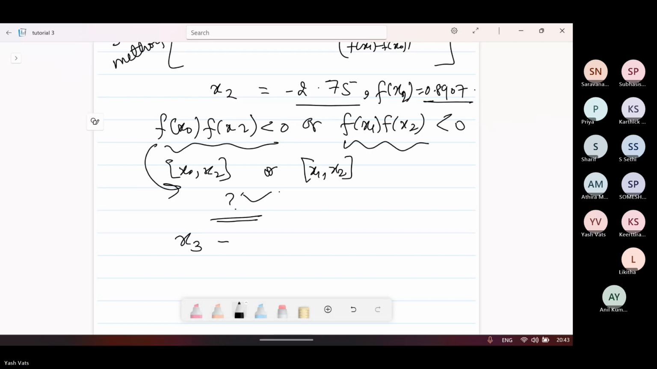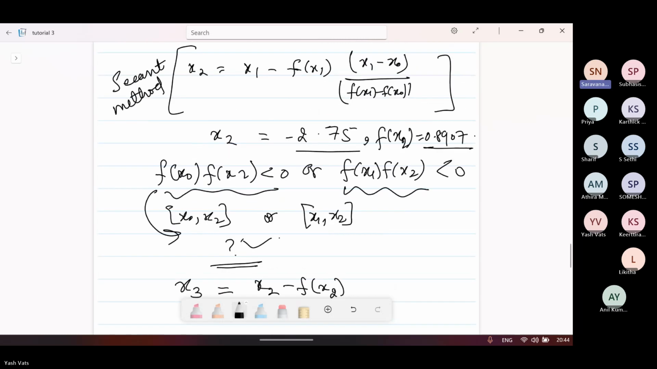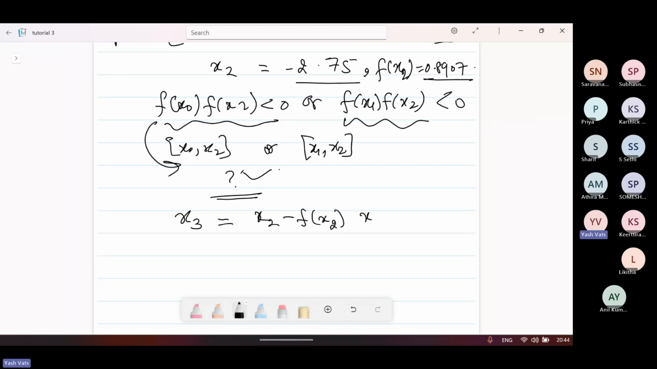How do you get x3? Both are less than 0? f of x0 is minus 1. Both should not be less than 0. You should check x1 and x2 once again. The second one is not the one. x1 is positive, that's a mistake from my side. So you just try this one.